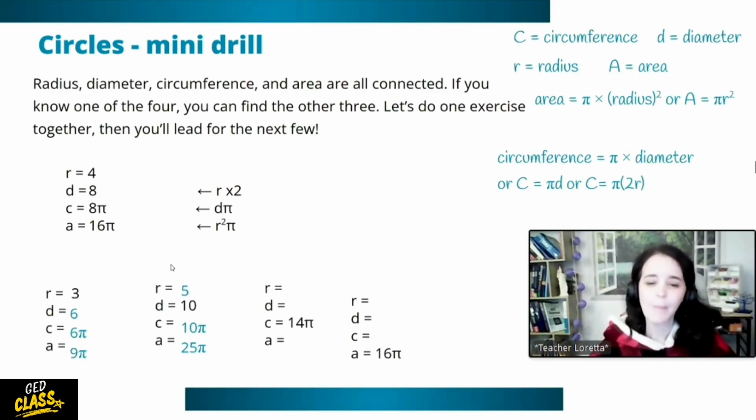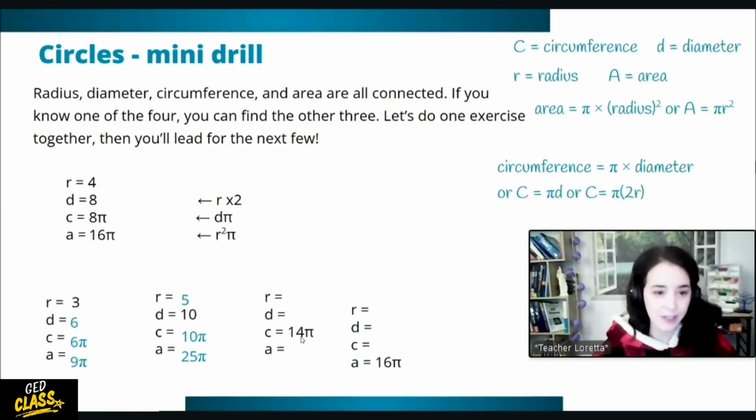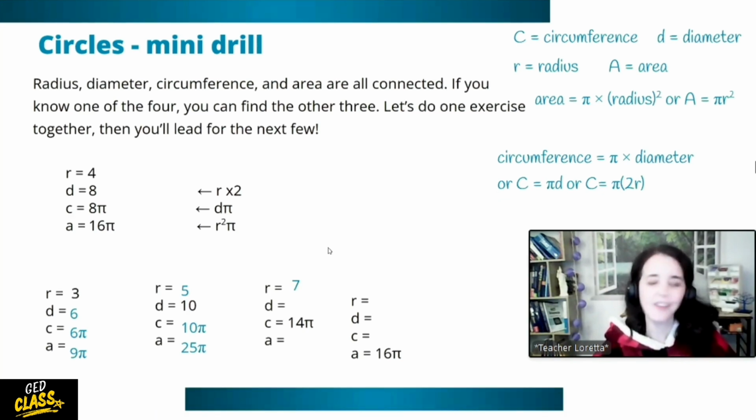All right, for this next one, I'm giving you the circumference is 14 pi. So if the circumference is 14 pi, what would the radius be? Good, the radius would be 7. Right, nice. What would the diameter be? 14. Exactly. Now, slightly tricky, but we can do it.